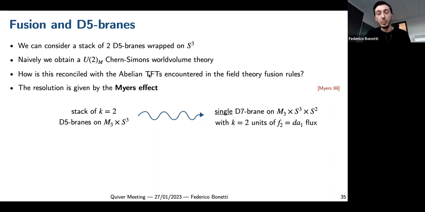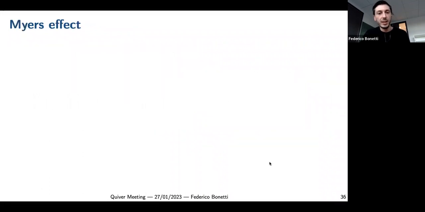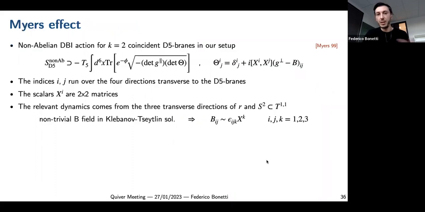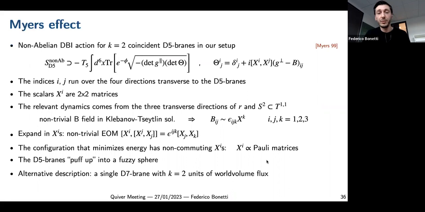Namely, since we have a B2 gauge field on the 2-sphere, what happens is that the 2 D5 branes puff up, or alternatively, they can be described in terms of a single D7 that now wraps the entire internal space, and carries 2 units of worldvolume flux. So this is how essentially the new brane knows that there used to be a stack of 2 D5s. In the interest of time, maybe I'll skip this reminder on how the Myers effect goes, but in case you're interested, I'll be happy to revisit it.